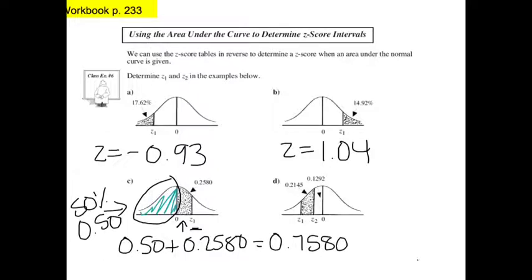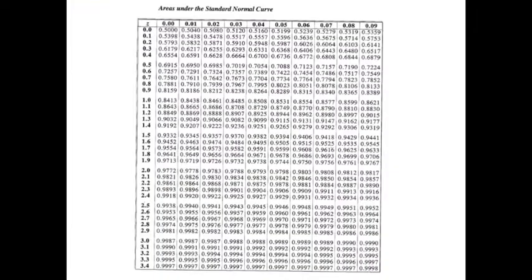Now again, it's above 0.5, so you want to be looking for the positive z-score table. 0.7580 is going to be about right there. So look to the left and look up. In that case, our z-score is going to be 0.70.